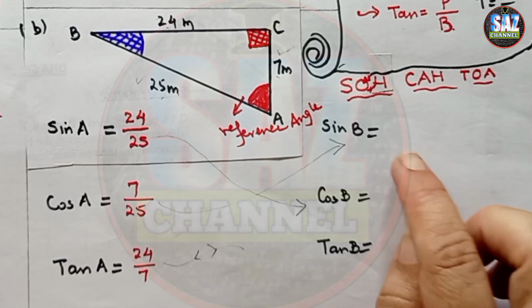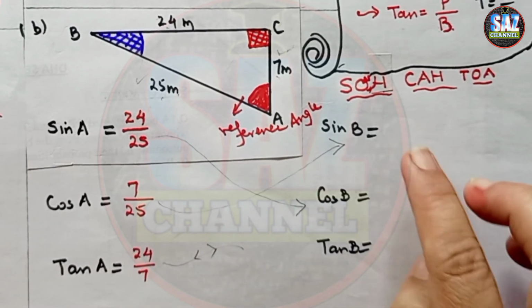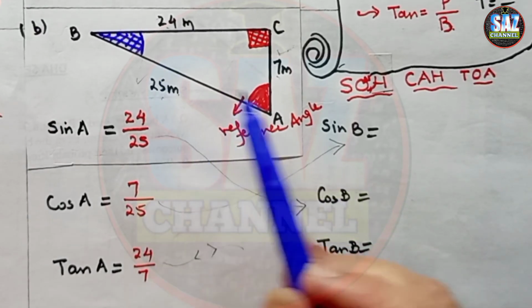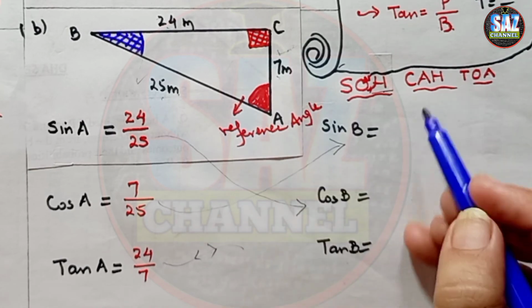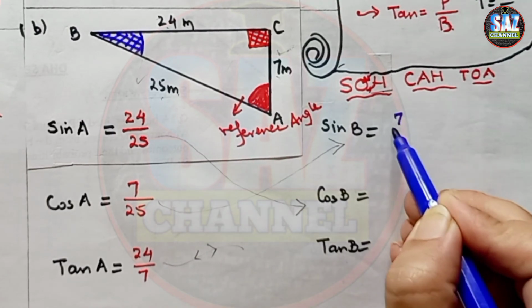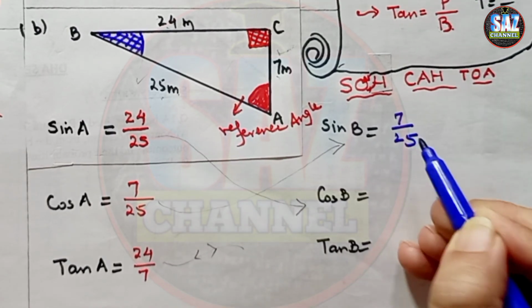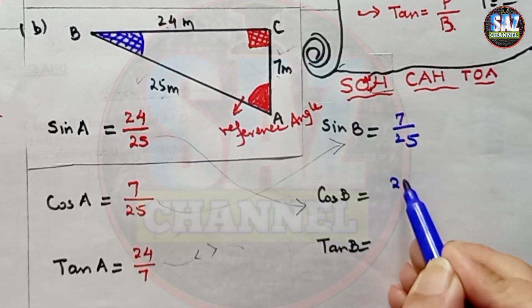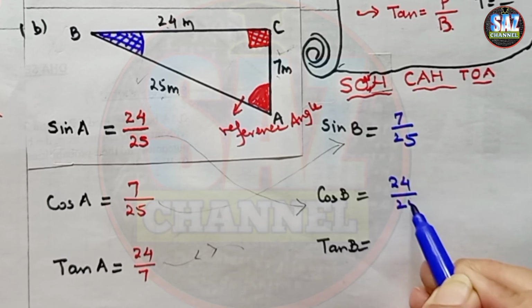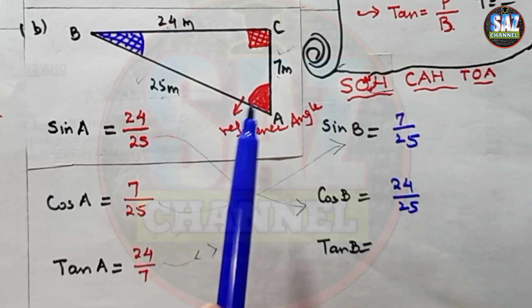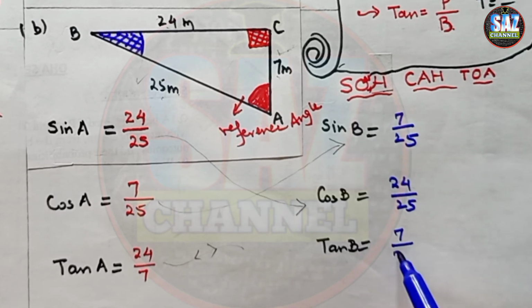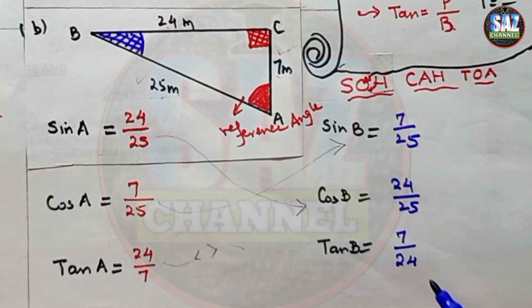Either you can write these fractions by looking at the diagram. Let me first write it with the help of the diagram. Sine of B equals opposite, 7 by 25. Cos of B is adjacent upon hypotenuse, which is 24 by 25. And for tangent, opposite upon adjacent, 7 by 24. Here we have to flip our fraction.